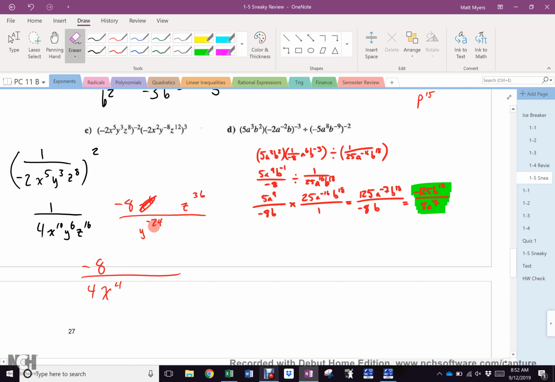Y6 is already on the bottom, giving me y30. 16 is on the bottom, 36 on the top. Those 16 cancel, leaves me with 20 on the top. -8 divided by 4 is -2. Z 20 over x 4 y 30.